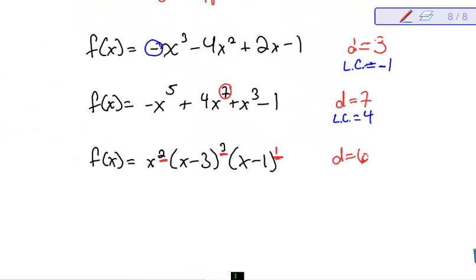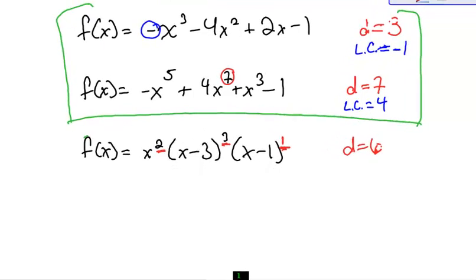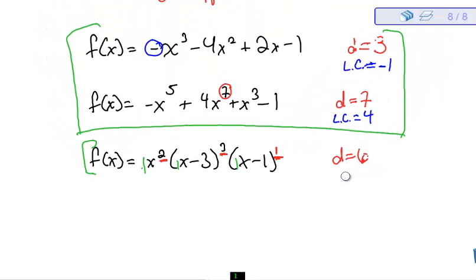If your polynomial is factored out like this, your degree is your exponents added together. You have to be very careful between these two things. These, we're just looking at our largest exponent because they're all multiplied out. Here, we're looking at adding up our exponents. Notice the leading coefficient in front of each x is a 1. So my leading coefficient here is also going to be a 1.